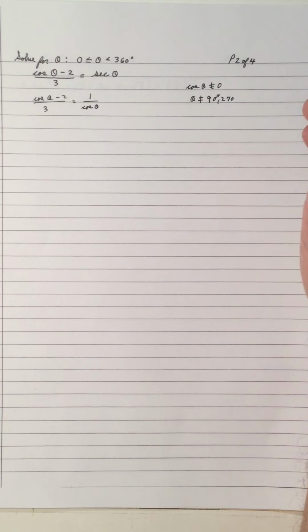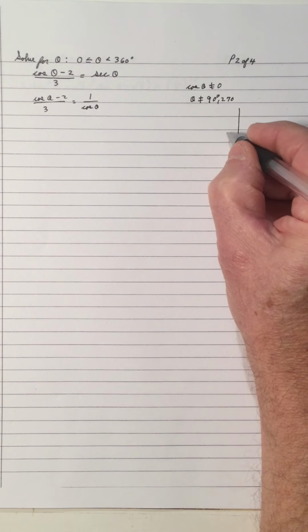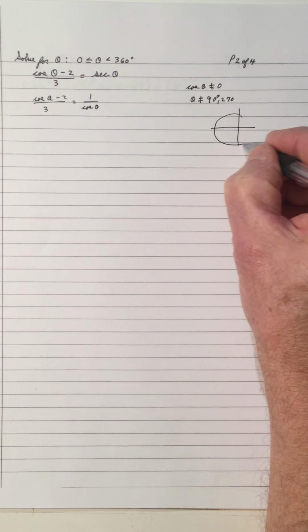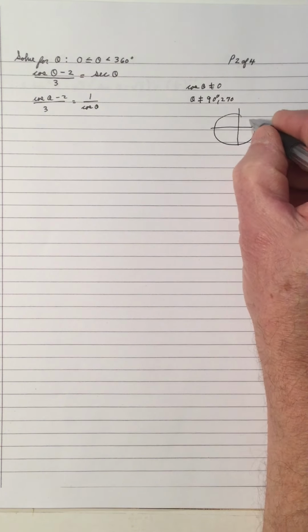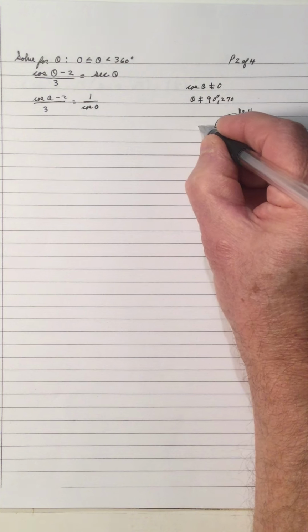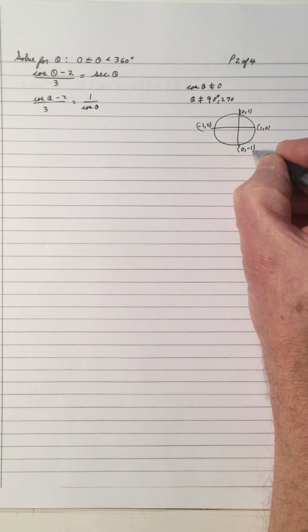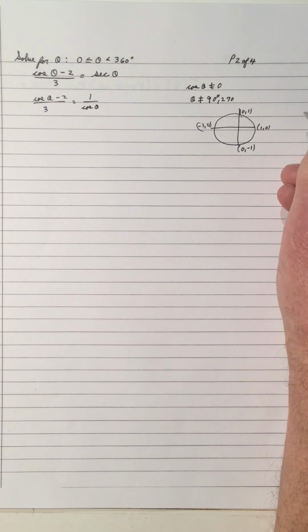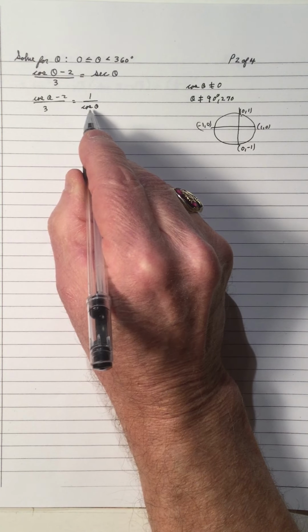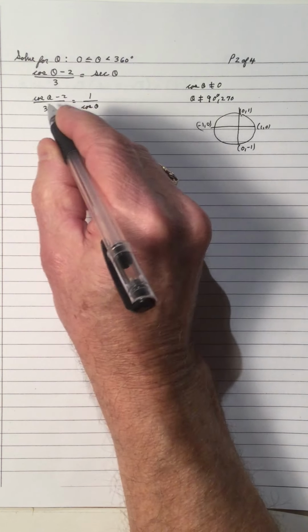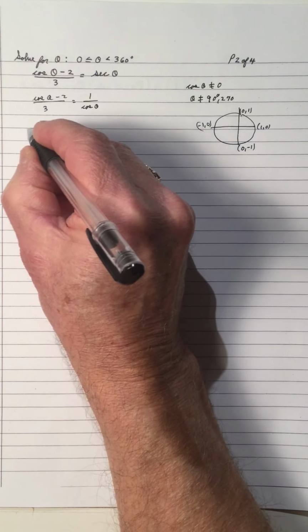And so let's just review the unit circle just for a second. Again, very valuable to make 1, 0, 0, 1, negative 1, 0, and 0, negative 1. And so we cannot have a 90 or 270 because if we do, secant will be undefined, division by 0. Now we have two fractions equal, so let's cross multiply.